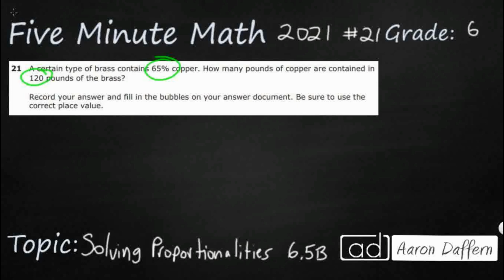There is a third number that's kind of hidden here, and that's when we're dealing with these proportionalities, the 100%. That's going to be our third number that we're going to need. There's two different ways to solve this. First, let's set up a proportionality.